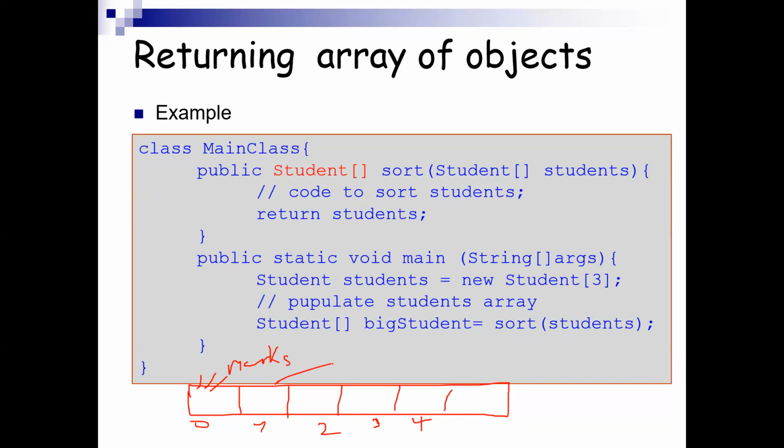So this student also has marks. So if the marks of the student at I is greater than the student marks at I plus 1, that means we need to swap. This student will come here, and this student will come here. So this is what we are trying to do.